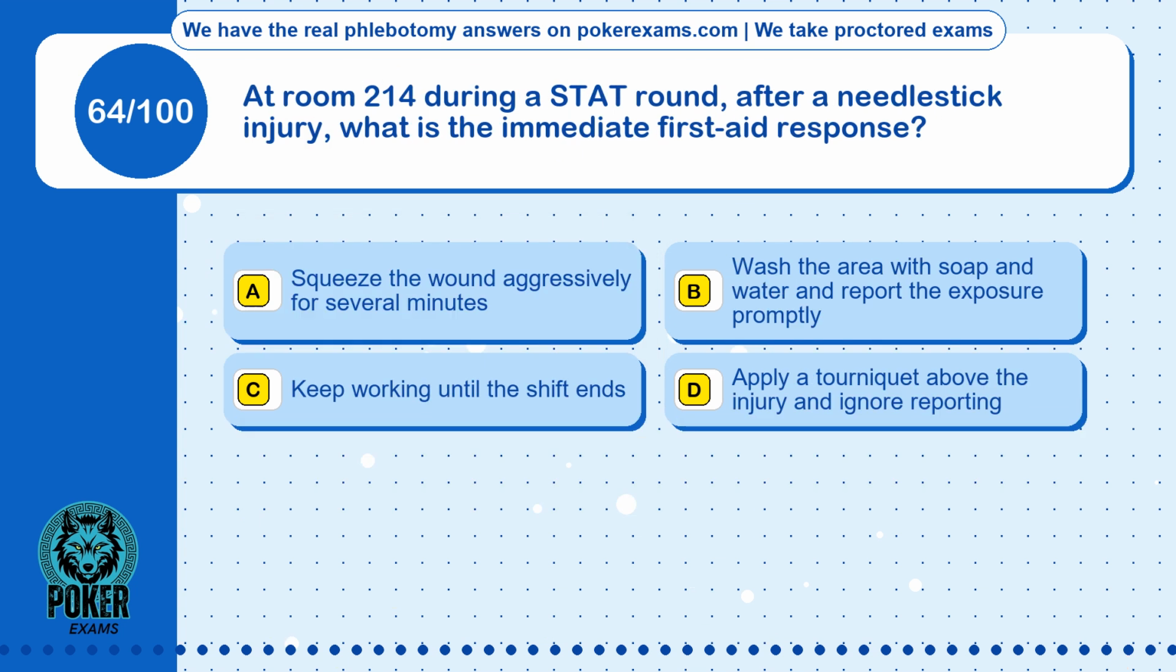Question 64. At room 214 during a stat round, after a needle stick injury, what is the immediate first aid response? Option A. Squeeze the wound aggressively for several minutes. Option B. Wash the area with soap and water and report the exposure promptly. Option C. Keep working until the shift ends. Option D. Apply a tourniquet above the injury and ignore reporting.